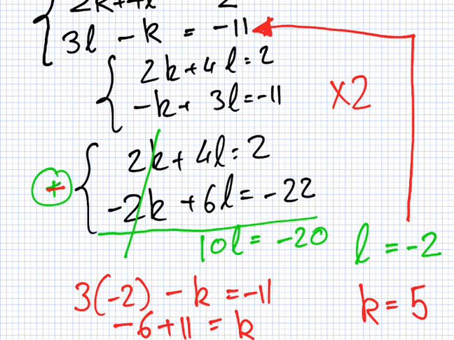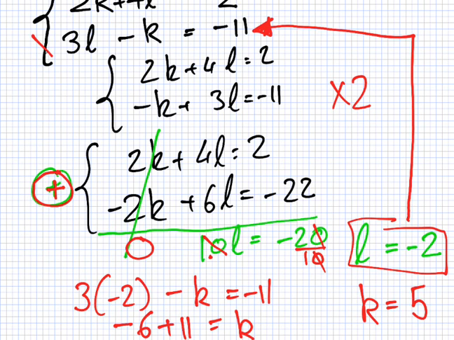Yeah. What I did was I added them together. So 2k and minus 2k, nothing. 4l and 6l, 10l. 2 and minus 22, minus 20. And then I just take the 10 underneath, and I get minus 2. So that's the l. Then I put l into this line. I replace the l, so I can find the k. So here's the replacement, and here's the answer for k. Thank you. Is it okay?